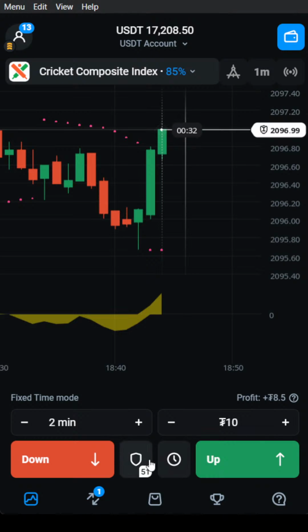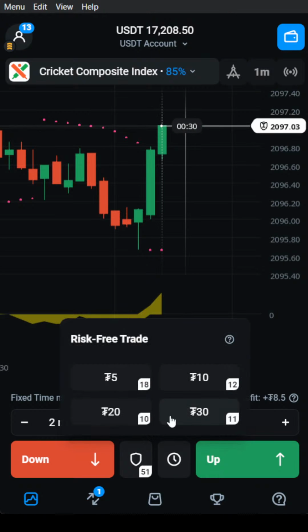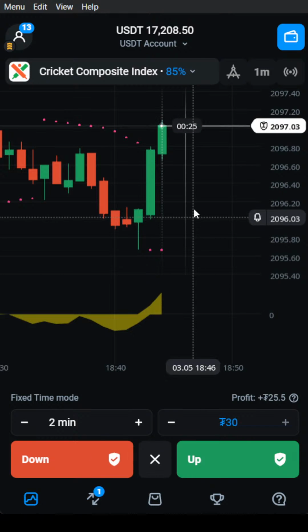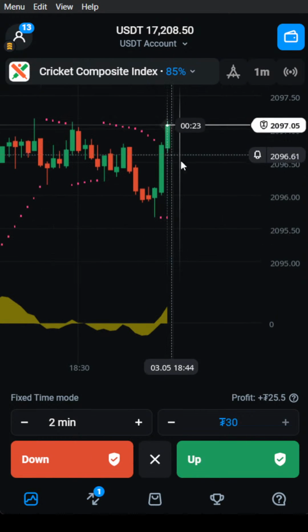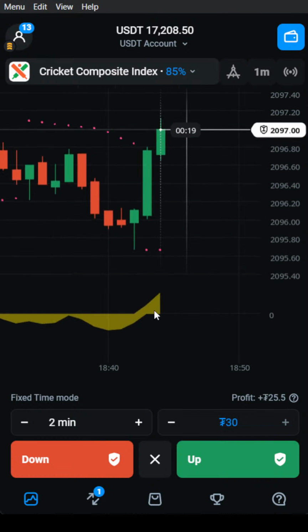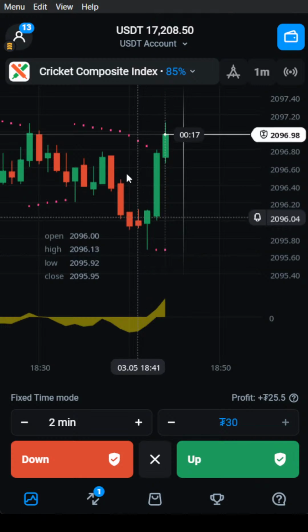Here again, we have a signal. Now, someone was asking me how to use a risk-free trade. So I have a $30 risk-free trade and I am not going to enter in the middle of the candle because that's not safe. So I will wait for the candle to end. The parabolic shifted, MACD shifted. Now we can make an up trade.